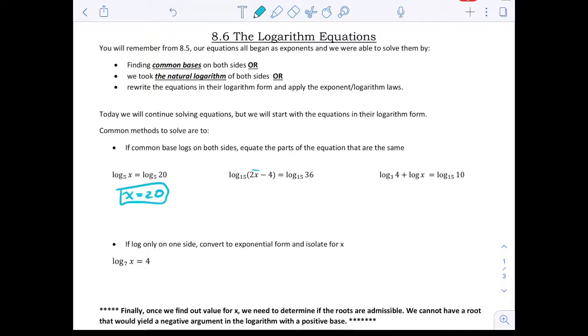Second one, same idea. So I see the argument here is 2x minus 4. The right side is 36. Both have the same base. That's what we need. So I know that 2x minus 4 is equal to 36. And I'm going to solve that one the rest of the way through. Bring 4 over to the other side. We add and divide both sides by 2. X is equal to 20.